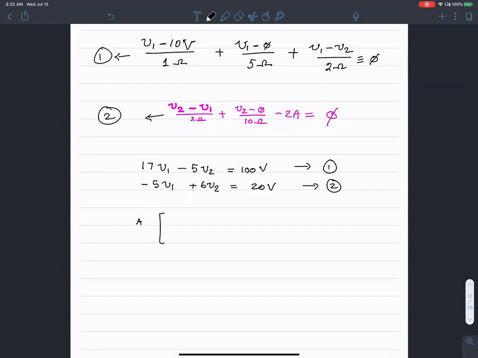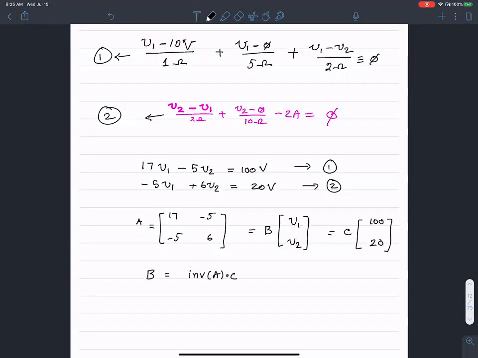Okay, we'll do this. A is 17, negative 5, negative 5, 6. Then the matrix of unknowns is V1 and V2. That's B. And I have the set of constants C to be 100 and 20. We can plug this equation, B equals inverse of A times C, into MATLAB. Once we do that, we get a value for V1 to be 9.09 volts and V2 to be 10.909 volts. Okay?